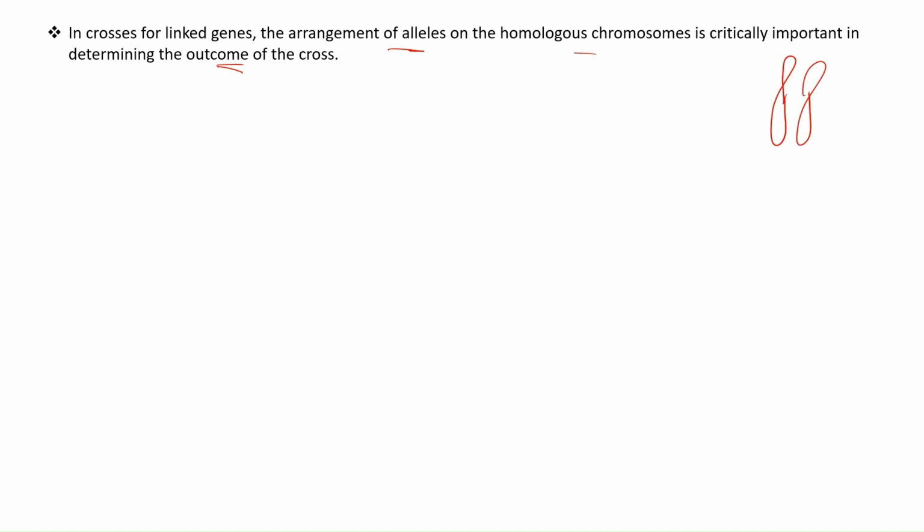For example, this is one homologous chromosome. Suppose one gene is present here and another gene is present here. This is gene A, this is gene B. In the homologous chromosome here, it can be again capital A, capital B, or it can be small a and small b also. So the arrangement of the alleles on the homologous chromosome will only decide the outcome of the cross.